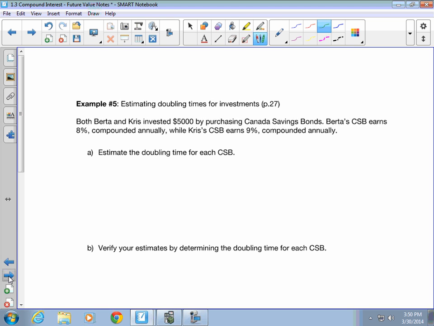So this is where we use that rule of 72. If you remember from the beginning, the rule of 72 says you take the interest rate and you divide it into 72, and that'll tell you approximately how long it'll take to double. So for Berta, she is taking 72 and she is getting 8%. So it would be 9 years approximately. For Chris, he's taking 9%, so that would be about 8 years.